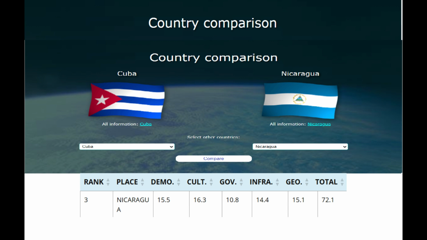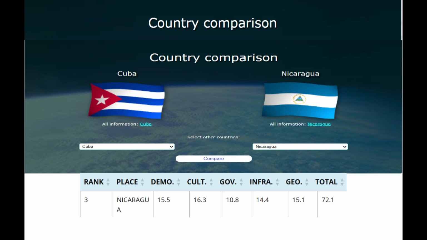The civil liberties in Cuba are highly restricted. There's censorship, controlled press, and no opposition. Whereas in Nicaragua, civil liberties have been severely curtailed since 2018. There are protest bans, jailed dissidents, and media crackdown.